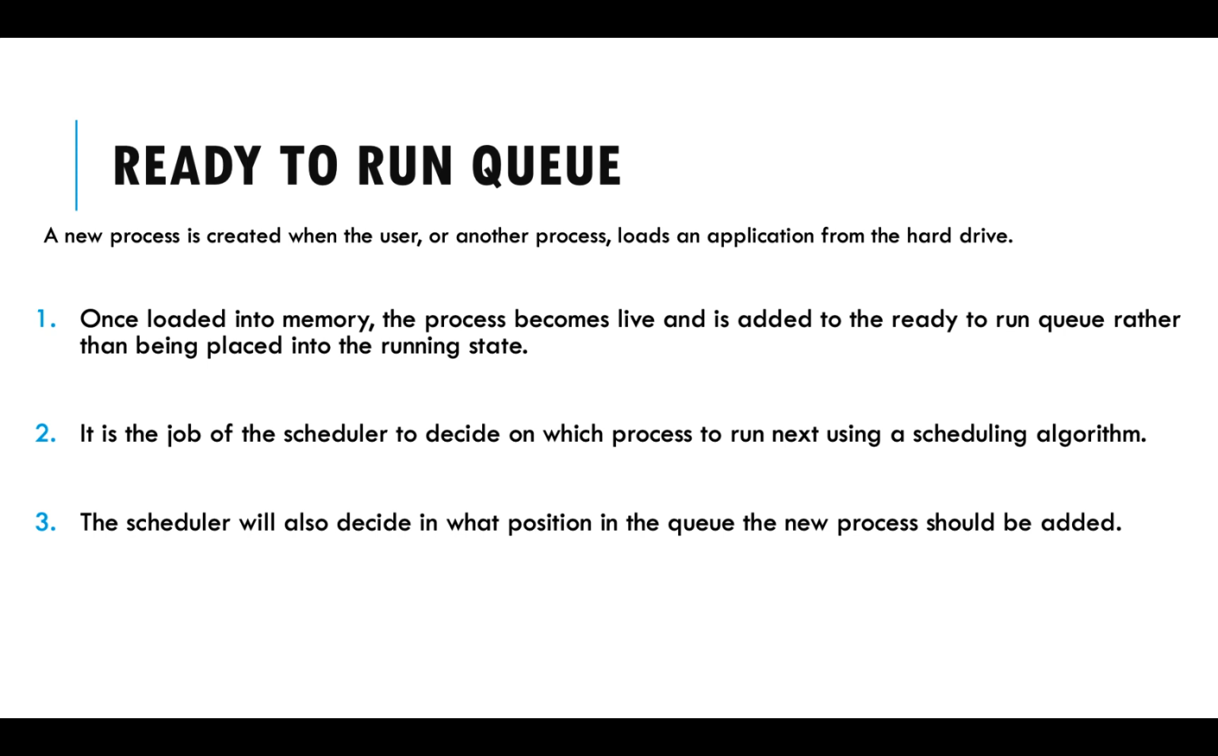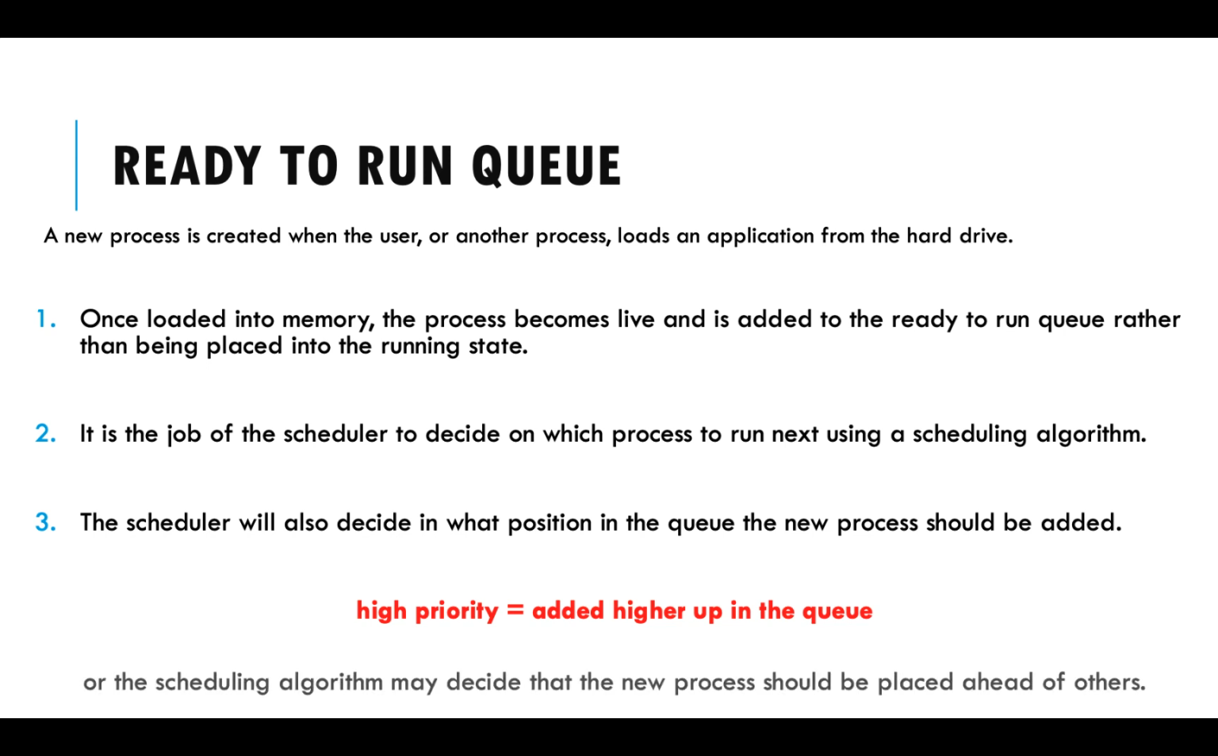The scheduler will also decide in what position in the queue the new process should be added, and this is based on priority. As discussed in a previous video, the Queen has a very high priority, so she would go ahead of the queue, next in line to the processor.